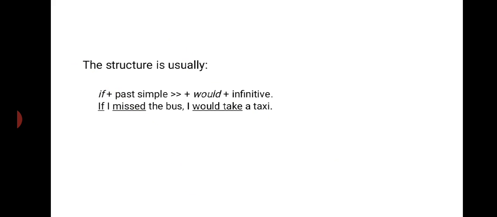And the structure of the second conditional clause is that we use simple past tense in the if clause or in the conditional clause, and would plus infinitive in the result clause. And as I have told you earlier, that these clauses can be rearranged. The position of the clauses is flexible.